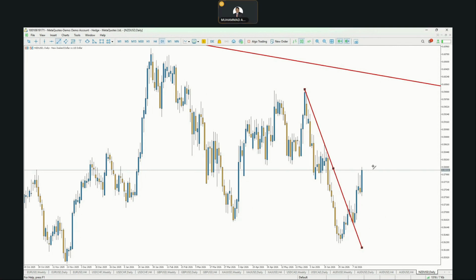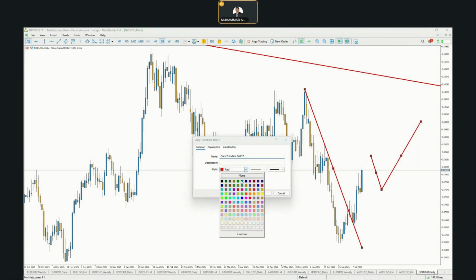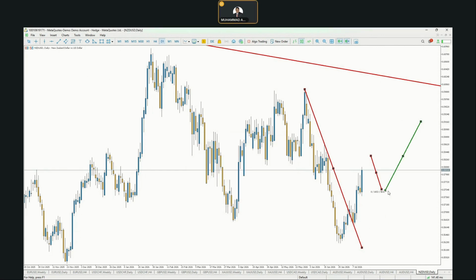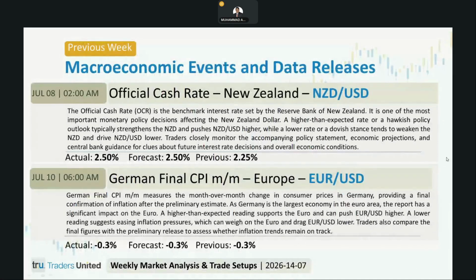We might get a drop in market and then further rise back up in NZD USD currency pair. That also looks a bit possible. I will do a more detailed analysis at the end of this webinar. So first, let's cover the fundamental side.